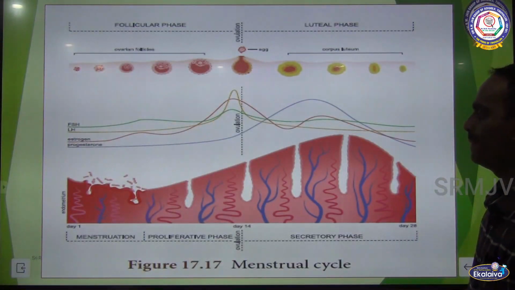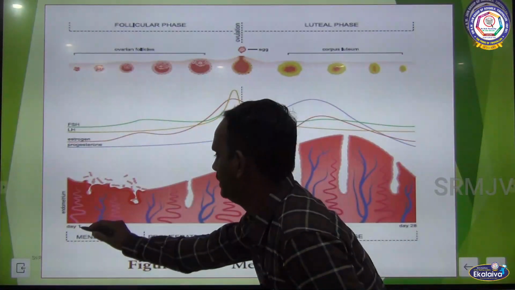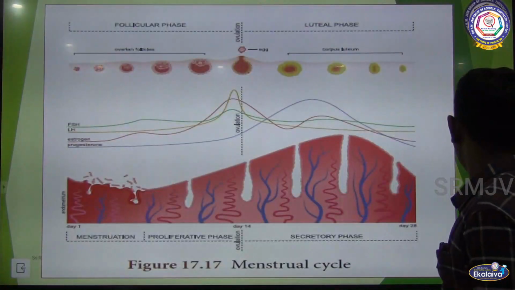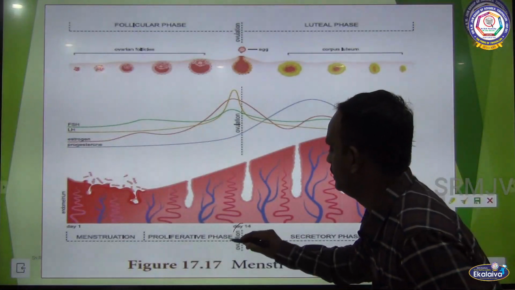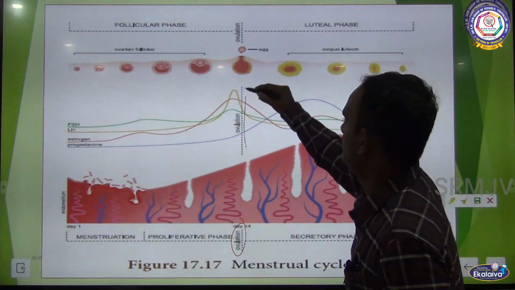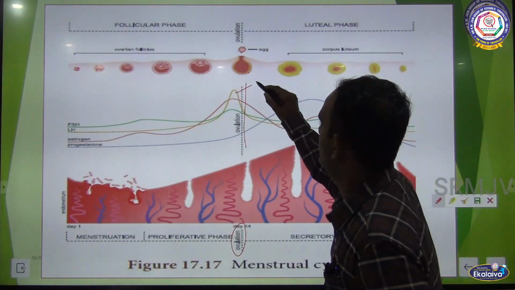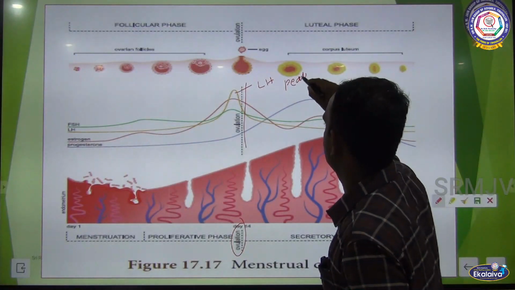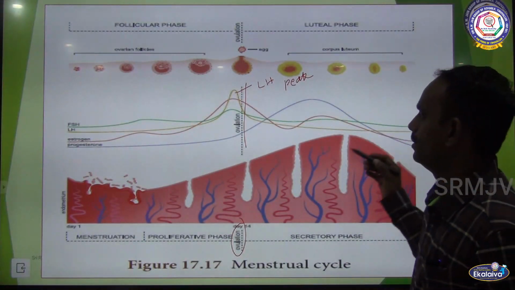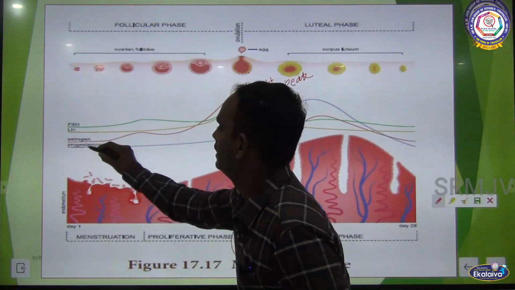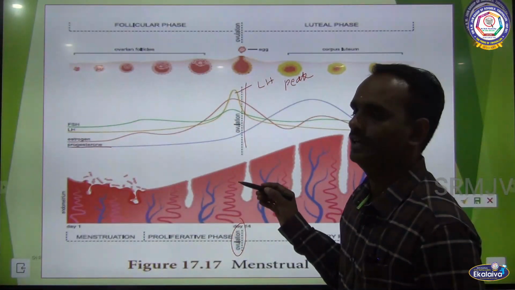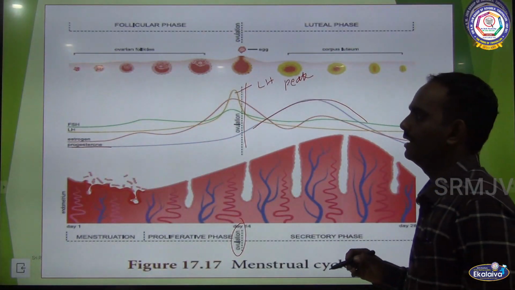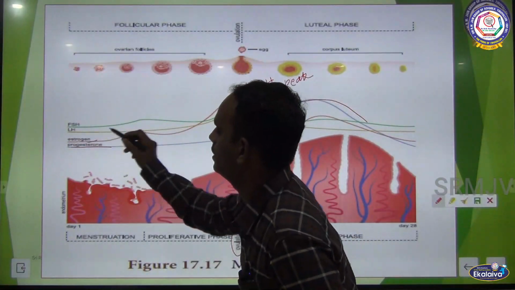See the picture here, children. Menstruation, day 1, proliferative phase, secretory phase. During the 14th day, ovulation, during that phase the LH is at peak level. This is the LH peak. Progesterone is initially at a decreased level in the menstrual phase, the first phase, and it slowly increases during the secretory phase. The same with estrogen also.